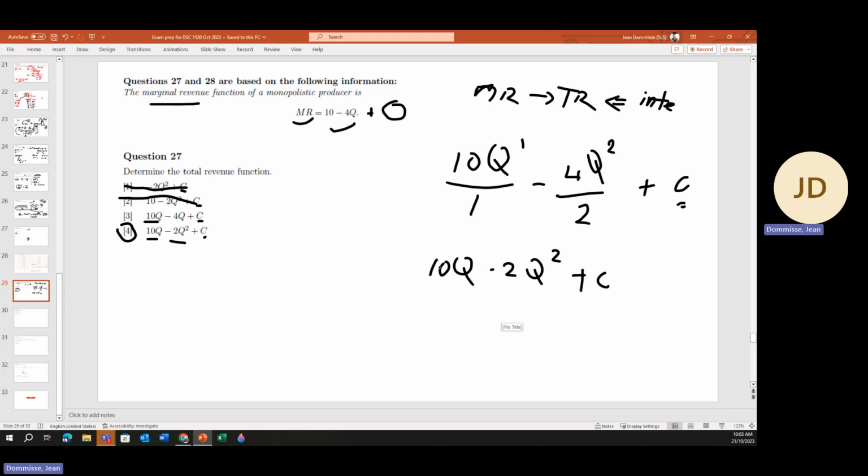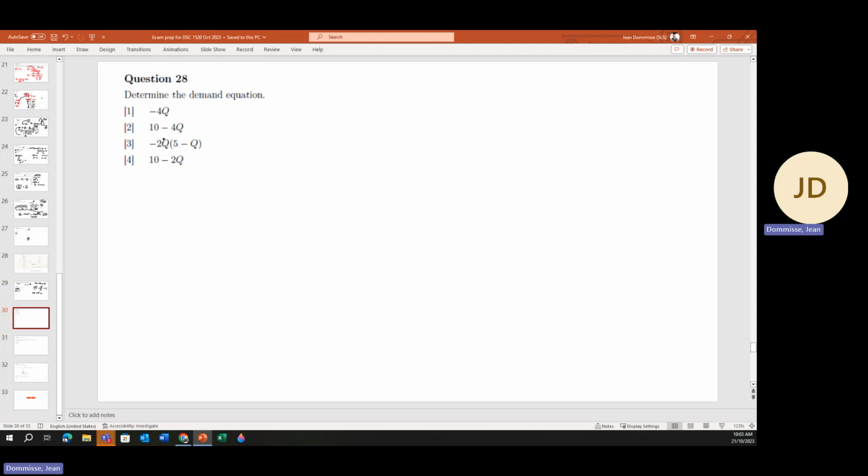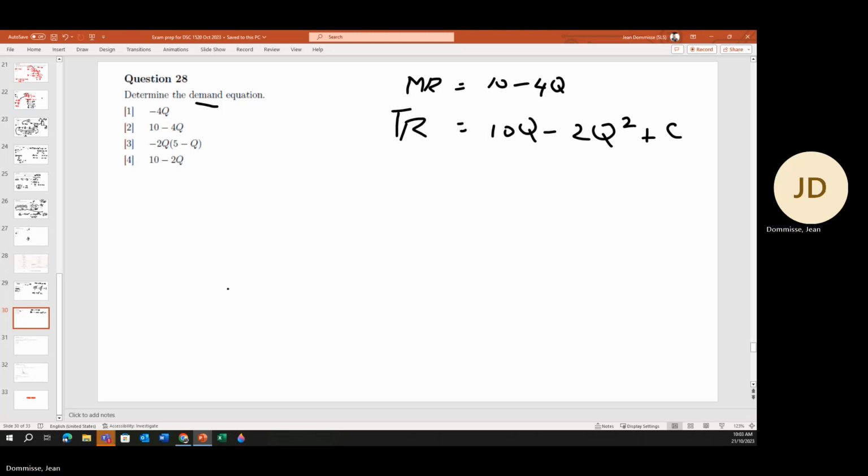Okay, so now they tell us question 28 is also based on this. So we need to now determine the demand equation. Remember, marginal revenue was 10 minus 4q. I'm just writing down that total revenue was 10q minus 2q to the power of 2 plus c.